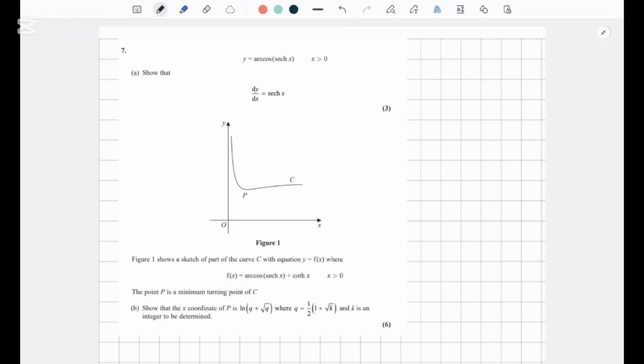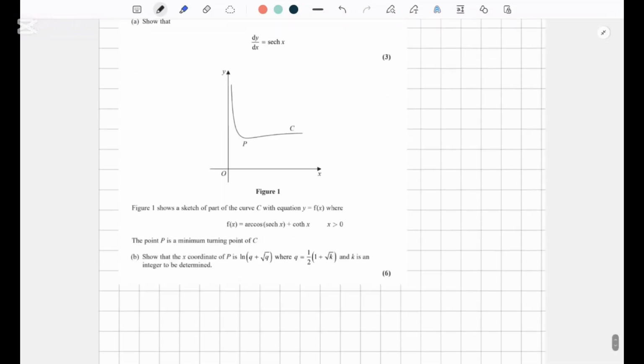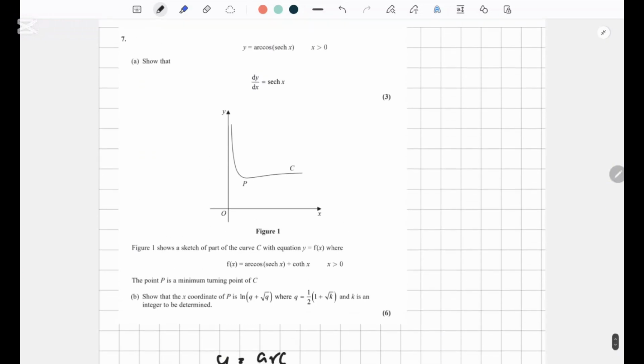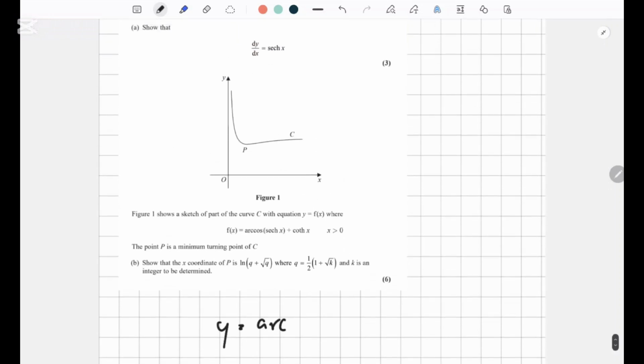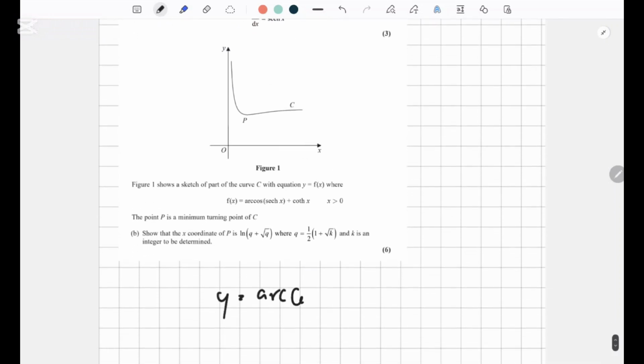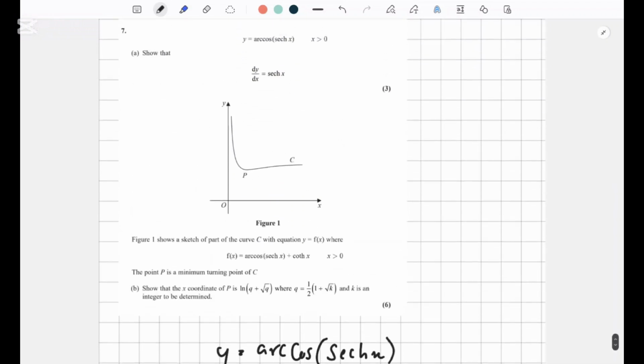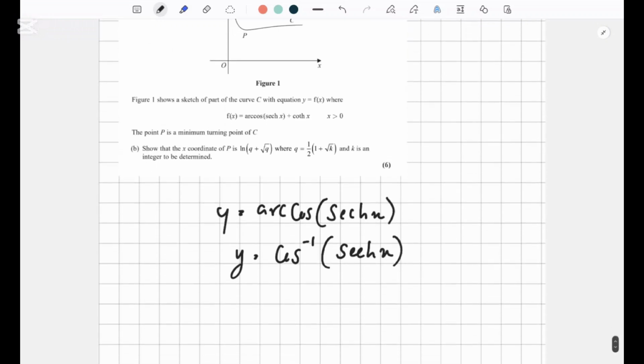So let's start the question. Given y equals arccos(sech x), that basically means cos inverse of sech x. This is a normal trigonometric function combined with a hyperbolic function. They're asking us to show that dy over dx equals sech x. So let's just differentiate this.